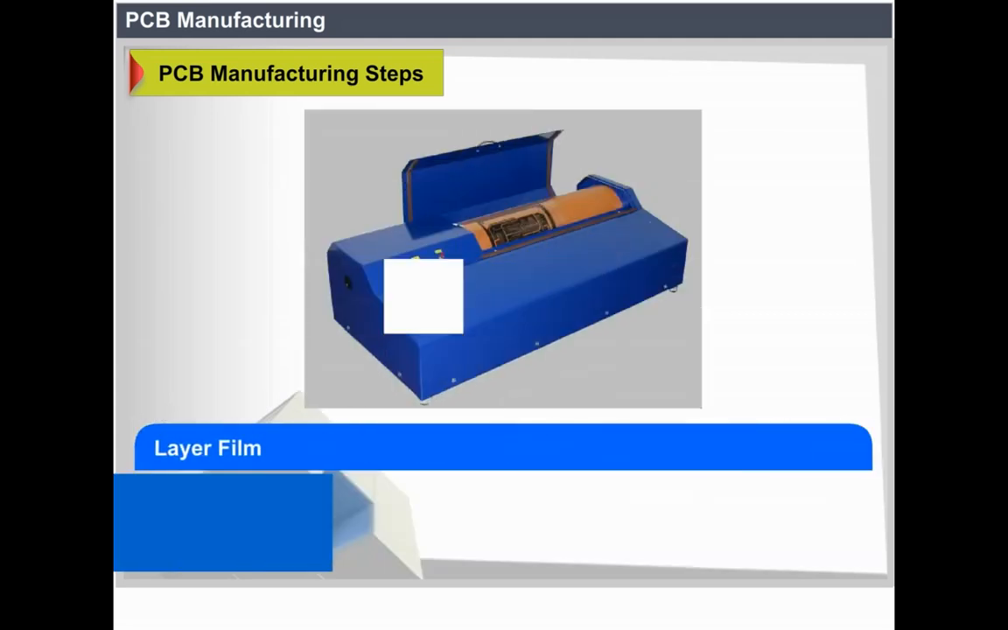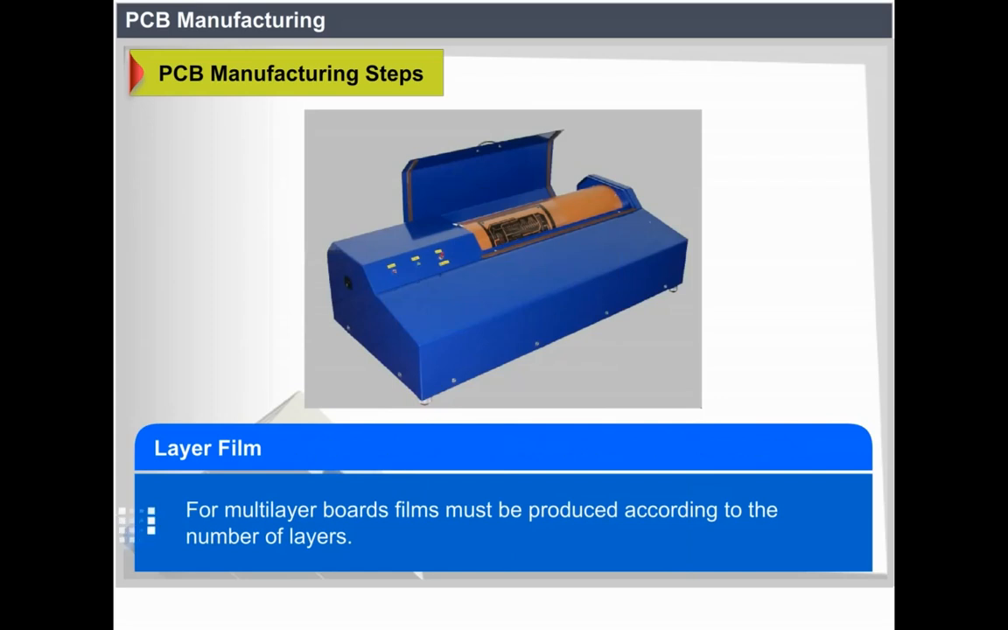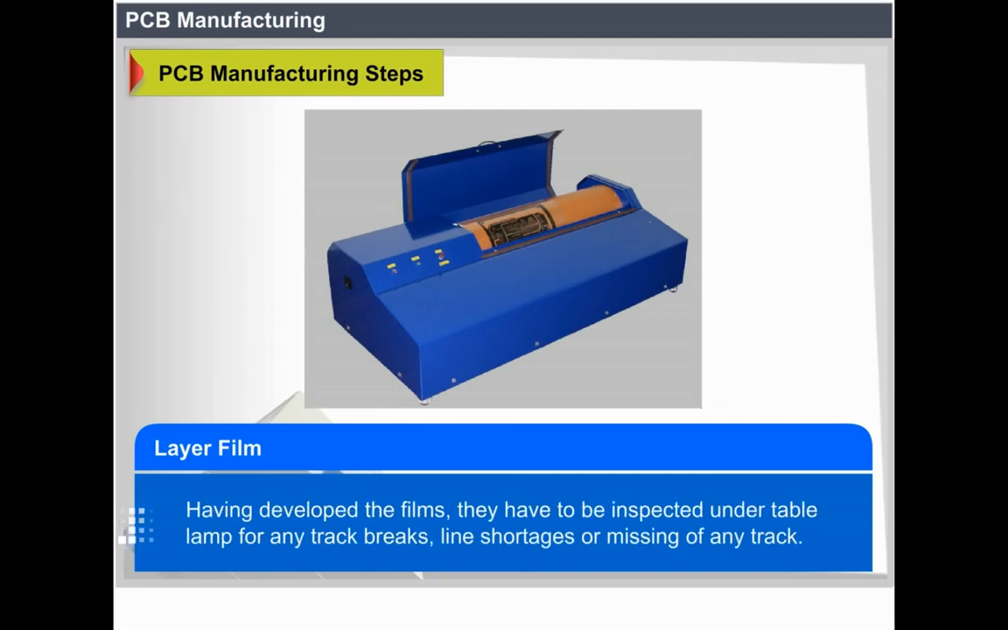Layer film. For multi-layer boards, films must be produced according to the number of layers. Powerful software tools generate a plot file whose data control a photoplotter. After developing the films, they have to be inspected under a table lamp for any track breaks, line shortages, or missing of any track.